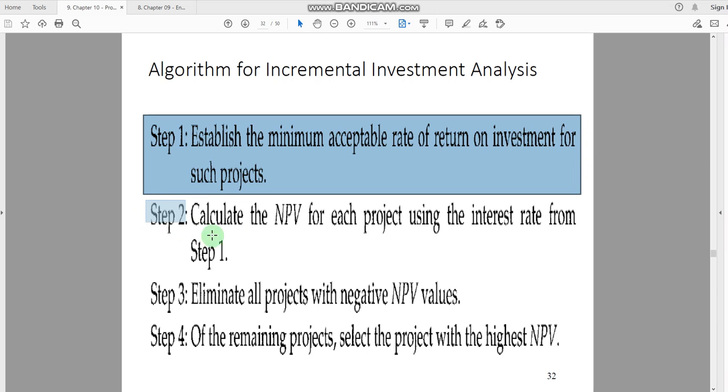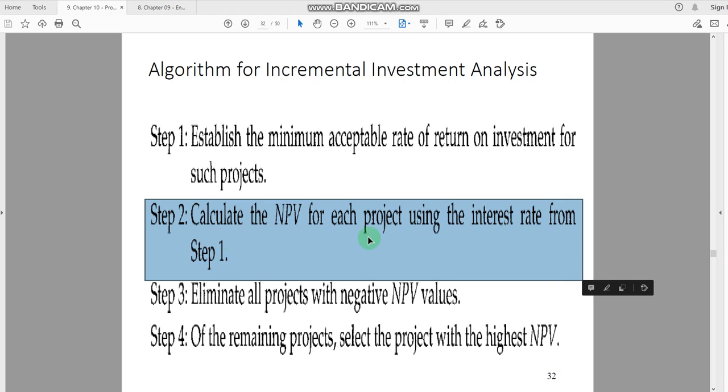Number two, calculate the net present value of each project using the interest rate from step number one. We have done this step number two earlier also. We calculate the net present value of the project at the end of the project, and then we see what interest rate we can get from that net present value.